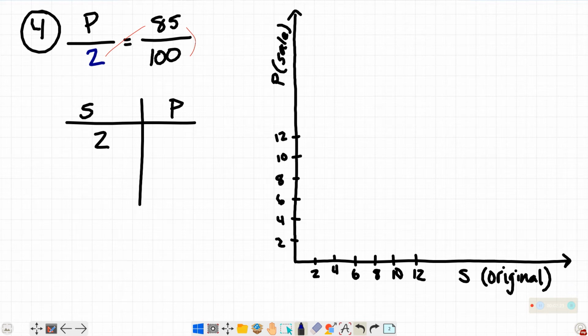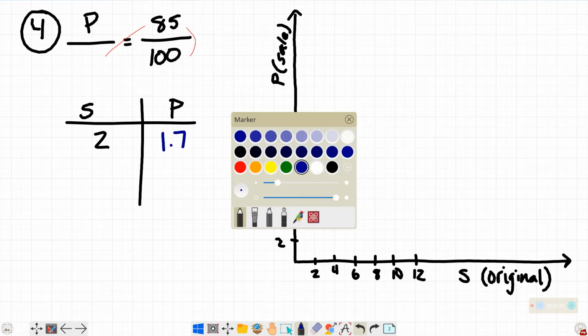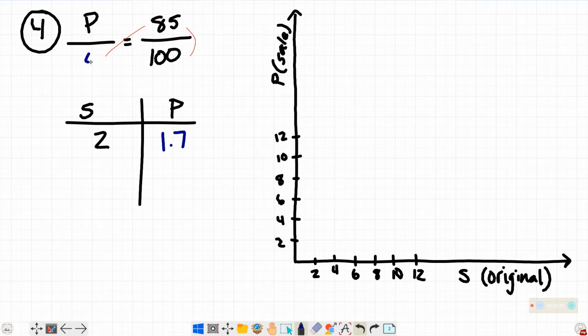So when you do that, you should get 1.7 as the sale price. Now we're going to swap it out with a 4. And so we would do 4 times 85 and divide that by 100. And that would give us 3.4. So 4, 3.4. We can do 6, 8, and 10. That would give us 5 data points.